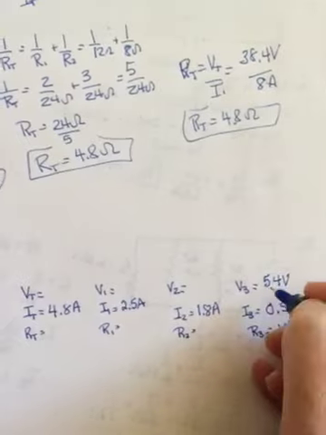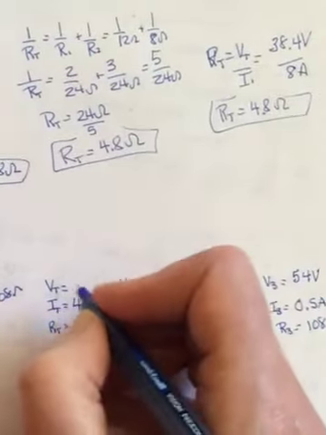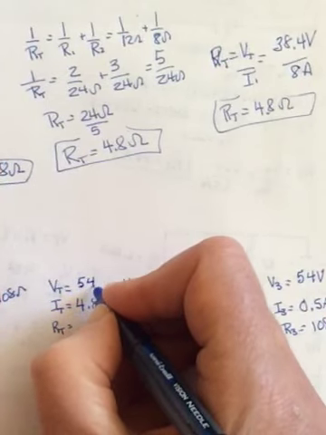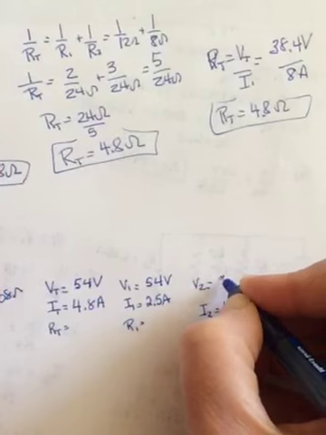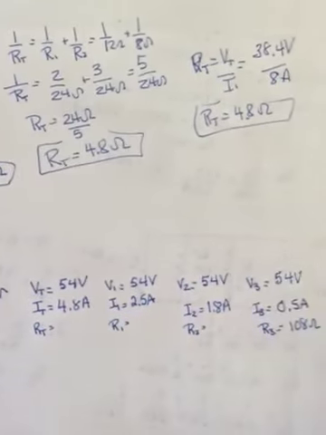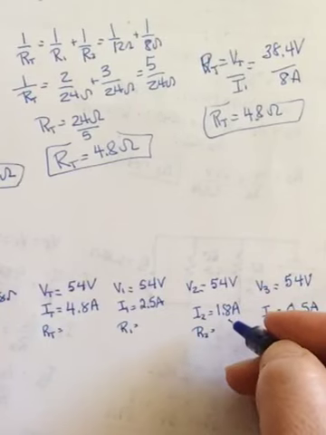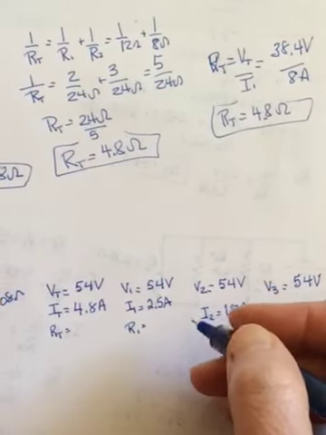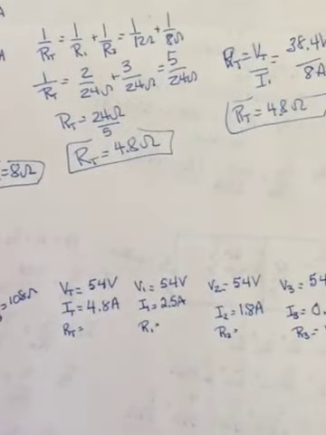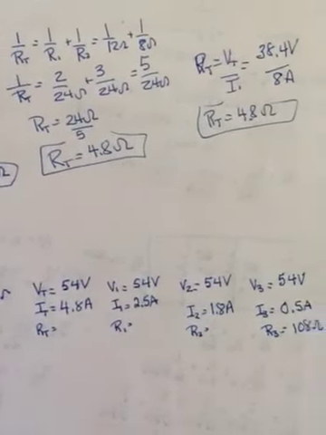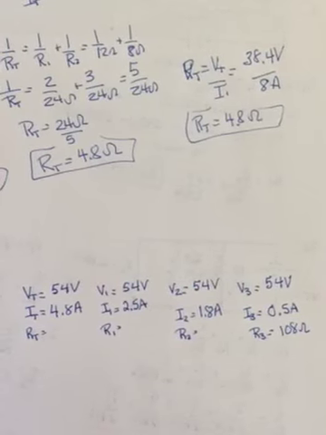Once I find my 54 volts, I realize that this is a parallel circuit, and in parallel, all the voltages are the same. So 54 volts, 54 volts, 54 volts. And now I can find my R's. 1.8 into 54, I can't do that in my head. Wait, I do have a calculator. 54 divided by 1.8, 30.